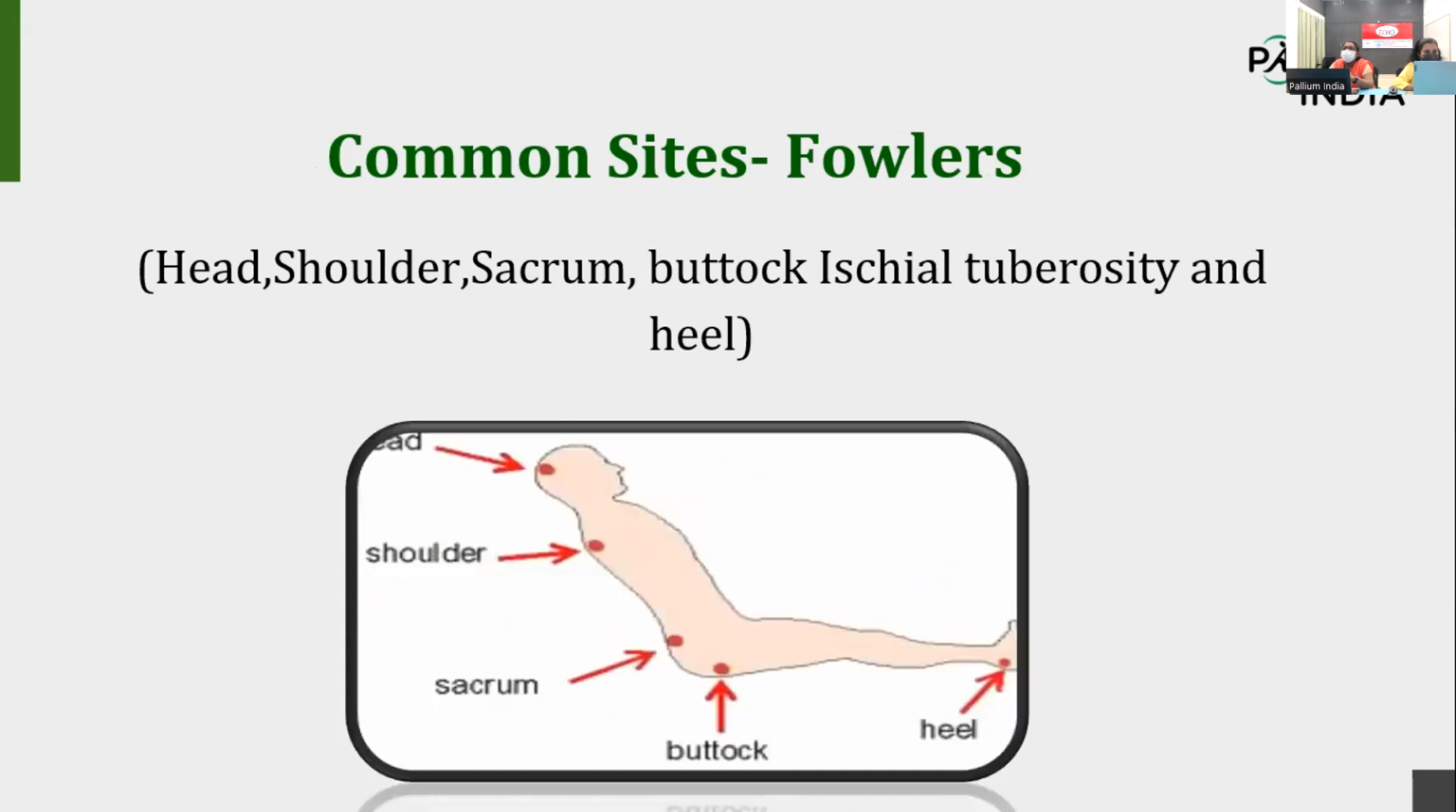Coming to the Fowler's position, this is a good position for relieving dyspnea. But even if the patient is in Fowler's position, we need to turn at least 10 degrees. A 10-degree pressure relief is mandatory. You can keep the same position, but you can turn at least 10 degrees.